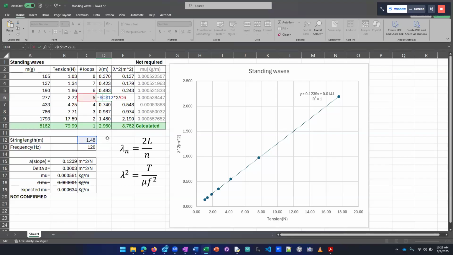Okay. So what about the square of the wavelength? Well, you just square this cell. You don't need to fix D3 because the next cell below it will require D4. The next cell below it will require D5. Right? We're just squaring it because the relationship is linear only if you square the wavelengths.